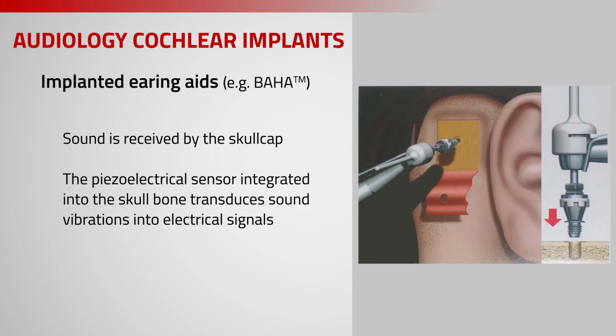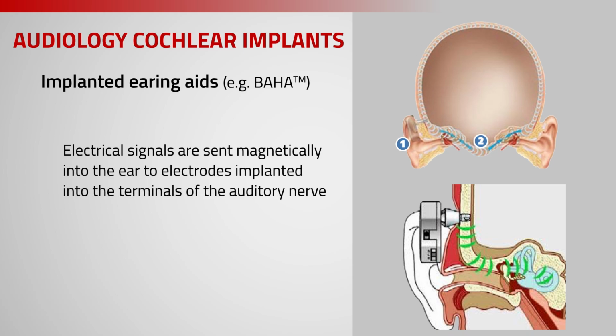Let's see the further application, audiology cochlear implants. You can see here the mechanism, how the implanted hearing aid works. The sound is received by the skull cap, and the piezoelectric sensor integrated into the skull bone transduces sound vibrations into electrical signals. Then electrical signals are sent magnetically into the ear to the electrodes implanted into the terminals of the auditory nerve. In this way, the skull is used as a transducer of the sound.